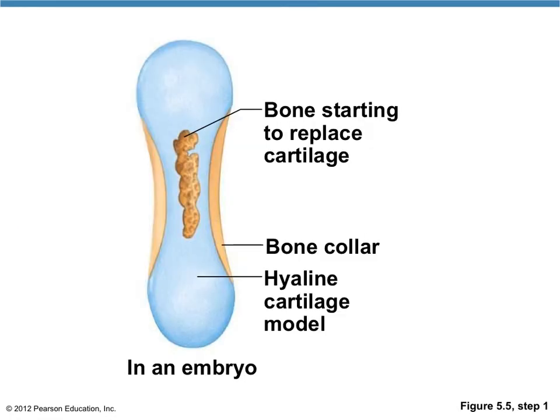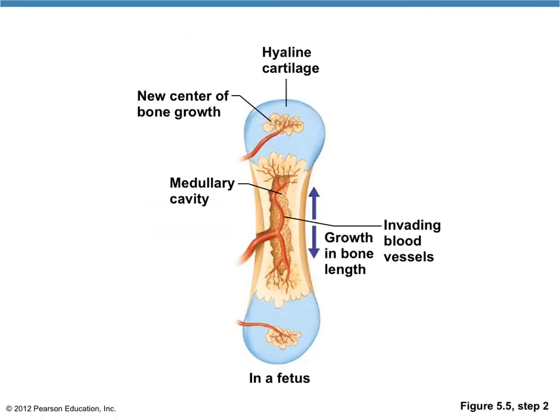So in an embryo, most of the bone is hyaline cartilage, which is represented here by this blue color, and then bone will start to replace the cartilage as the embryo grows. So you start out with compact bone in this bony collar and some spongy bone growing into what will become eventually a medullary cavity. And as the embryo matures into a fetus, the long bone will grow a little bit in length, and it will also develop more blood supply.